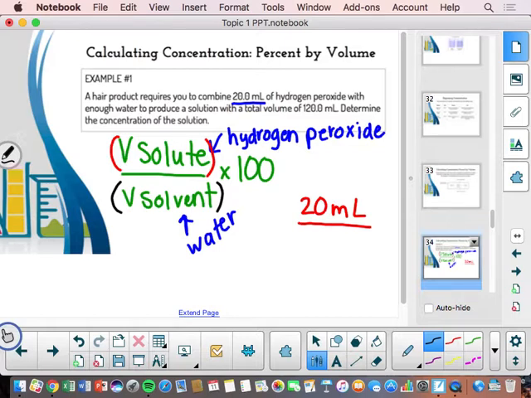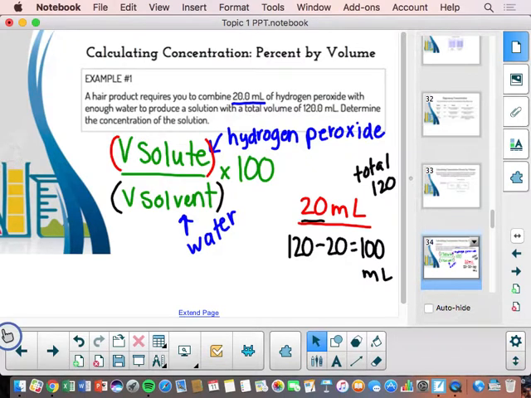The reason why it says in this question that the whole solution together makes 120. So if we have 20 milliliters of hydrogen peroxide, and our total is 120, how much of that is water? It would basically be 120 minus 20, which equals 100. So they're saying that 100 milliliters of that is water.